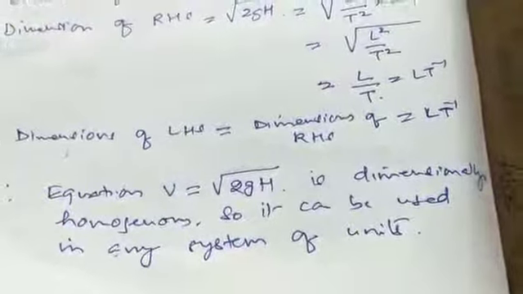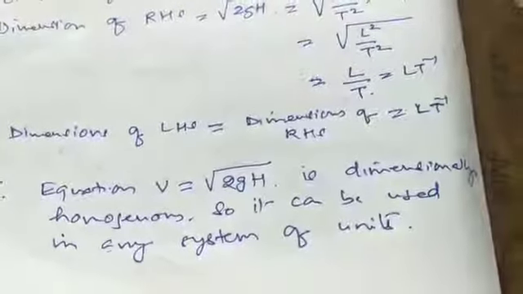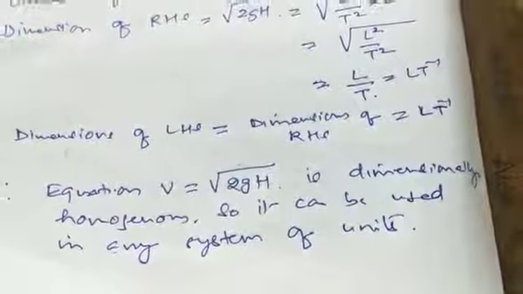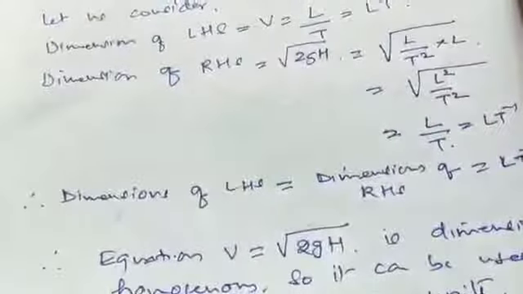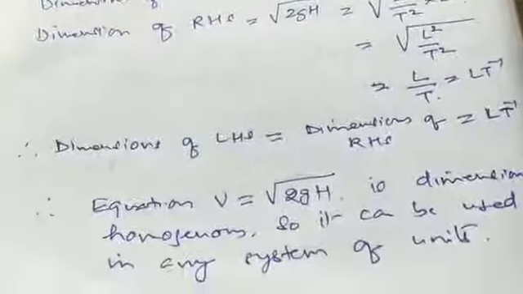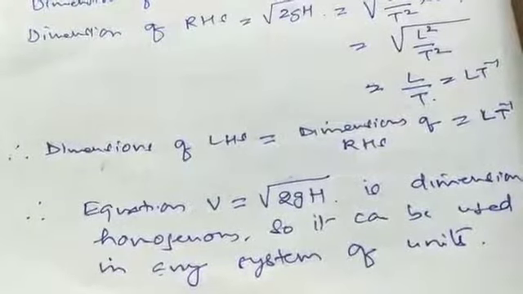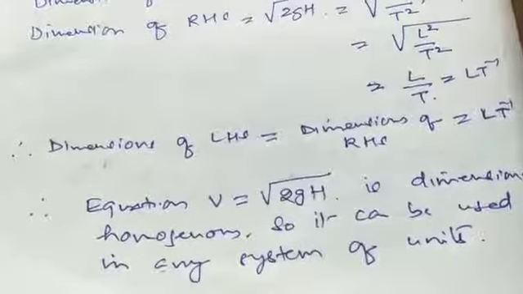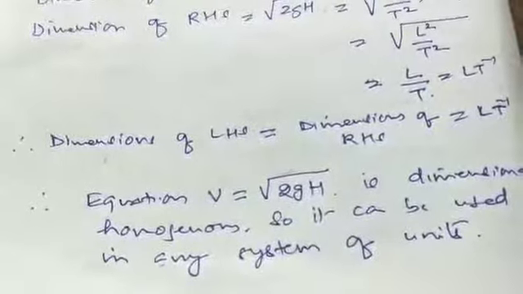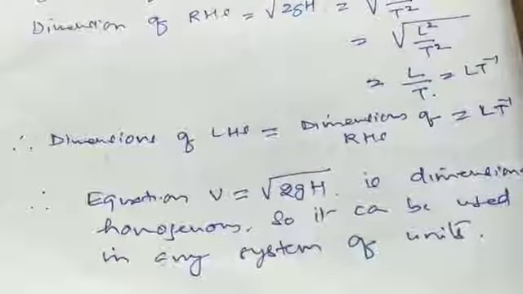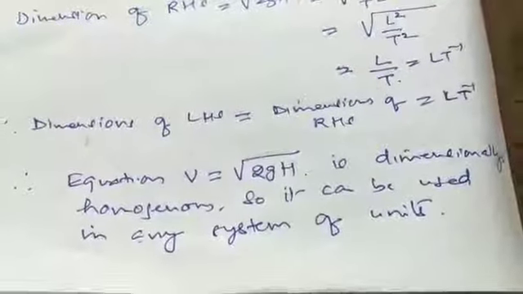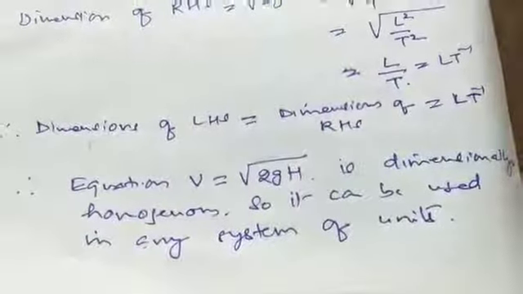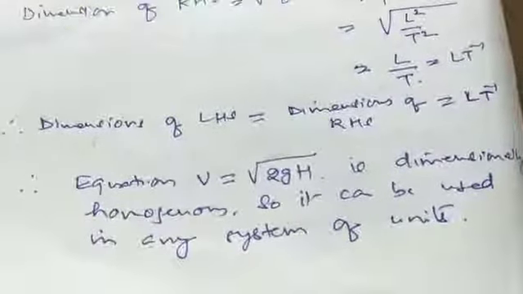So it can be used in any system of units, irrespective of the system of units. It will be dimensionally homogeneous whether you use SI units, FPS or any other units, so it will be similar. That is called dimensionally homogeneous. The equation in which the dimensions on both sides are equal is called a dimensionally homogeneous equation. So here in the present situation, V is equal to square root of 2gh is a dimensionally homogeneous equation.